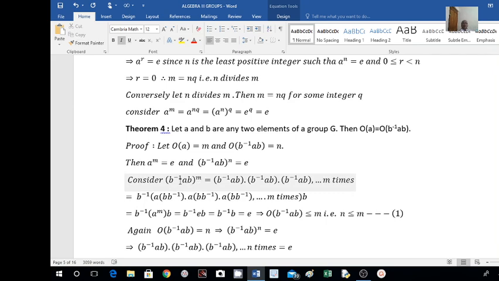I am getting (B inverse AB) to the power of m equal to identity, which means the order of B inverse AB divides m. What is the order of B inverse AB? It is nothing but n here. Since the order divides m, we consider that n is less than or equal to m. Let us call this 1.